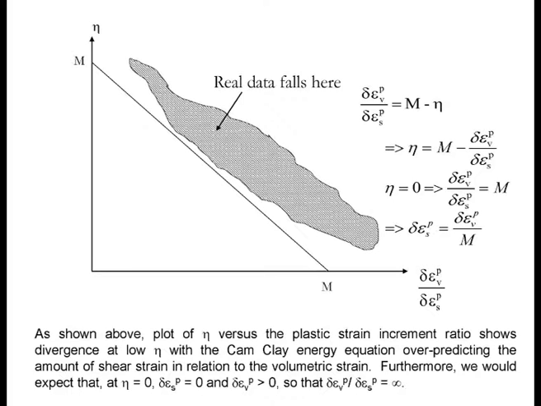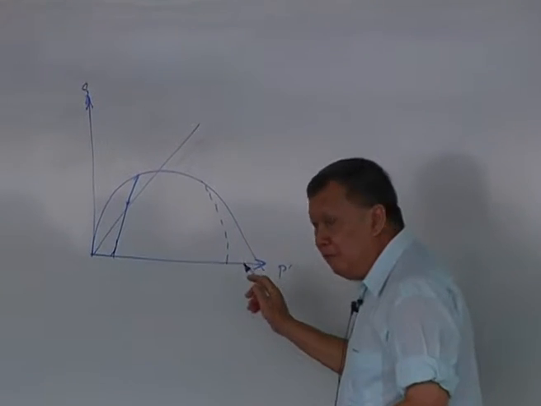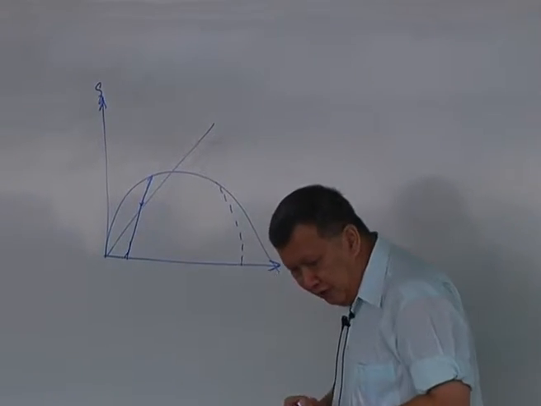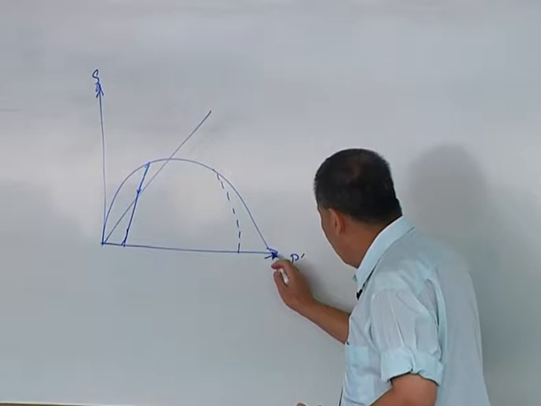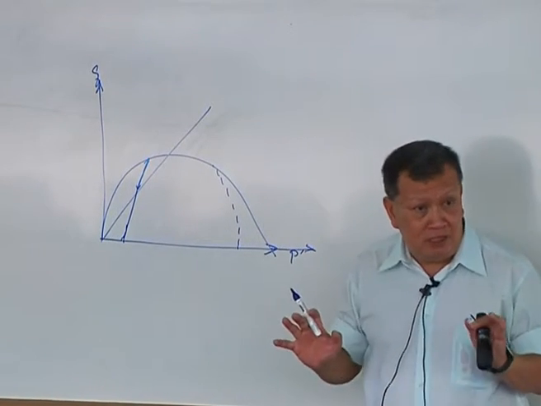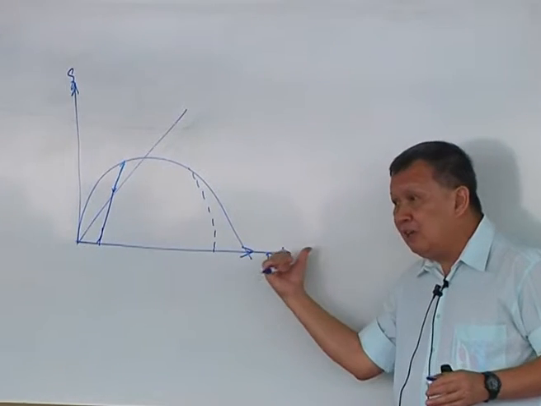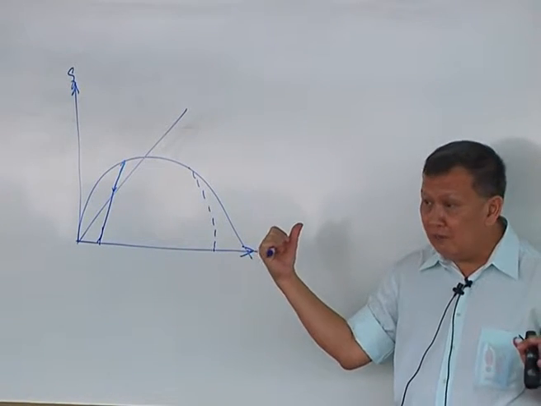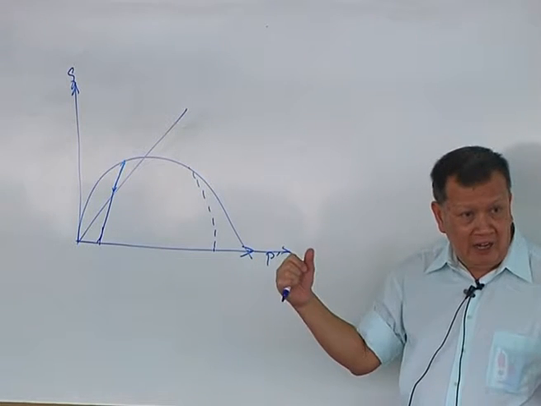So there were a lot of complaints. People complained to Ken Roscoe that, hey, look, around here, firstly, your yield locus seems to be wrong, because the actual locus seems to go like that. And then the worst thing is, when I put the soil into yielding in here, I can't get a strain increment vector coming straight out, which I expect to see, because that is pure volumetric compression. No shear strain, right?